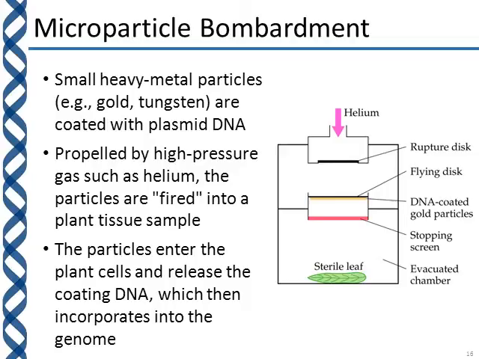Here, again, this shows a diagram of how this works. We show the high pressured gas. In this case, we're showing helium, which is used to fire these heavy metal particles that are coated with plasmid DNA into, in this case, the sterile leaf, and there the particles enter the plant cells and release their coated DNA.